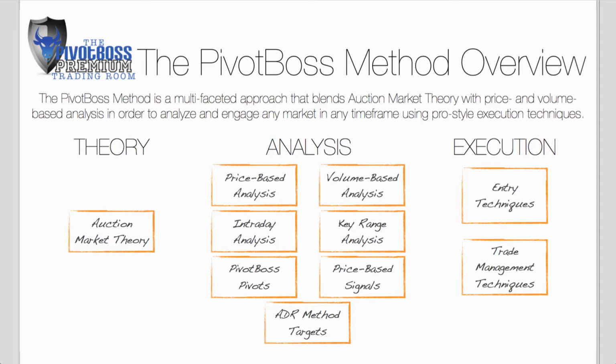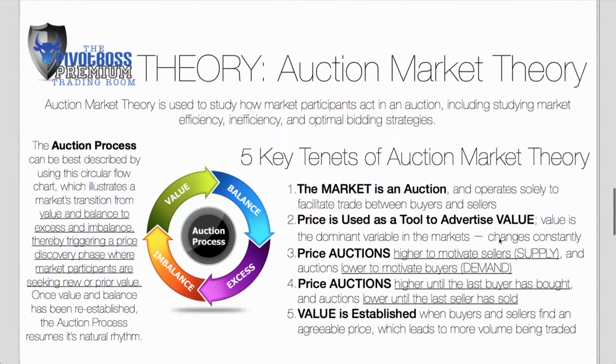And then execution, that all comes down to entry techniques and trade management techniques. How do you get in the market and how do you get out of the market? So once you have your theory on how you think price will proceed, you've analyzed the market, you have a bias that tells you price is either going up or down. Now it's time to execute your bias, and that's where we'll get into the entry techniques and the trade management techniques. So this is going to be fun as we move forward. So now let's go ahead and get started with the theory here.